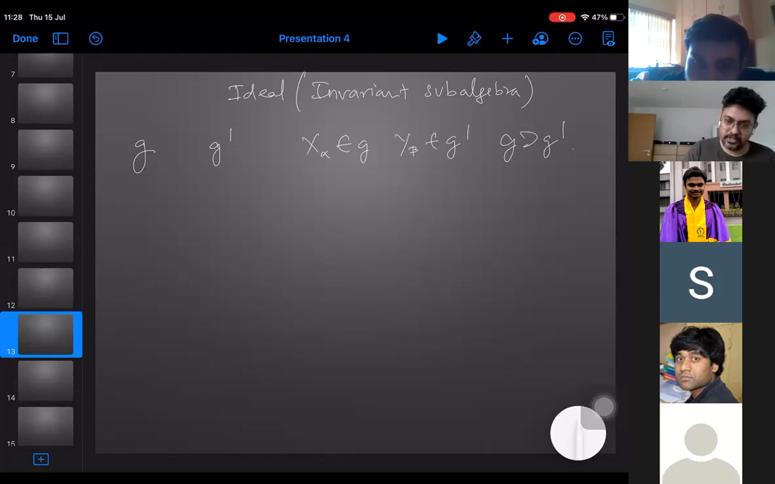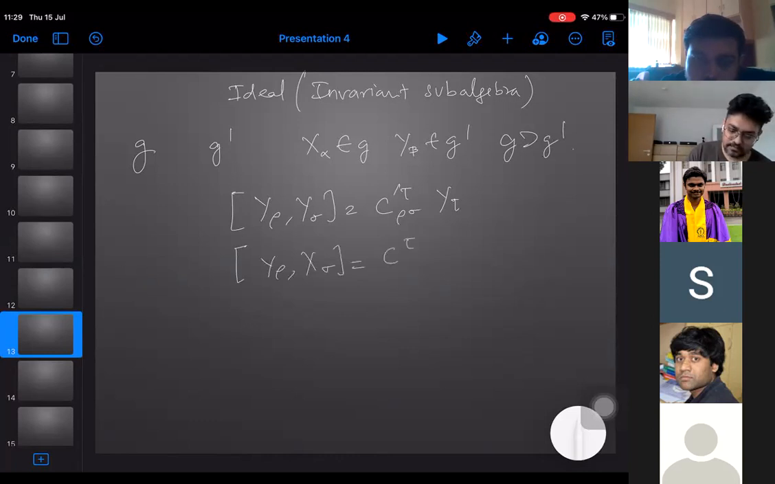Since G prime is a subalgebra, it should satisfy the closure relation given by the expression there. In addition, it also satisfies a condition with the structure constants, given by this. So if this is satisfied, then G prime is an invariant subalgebra.